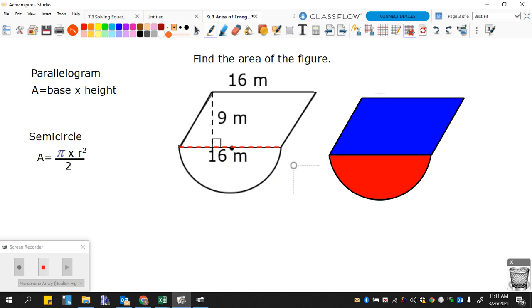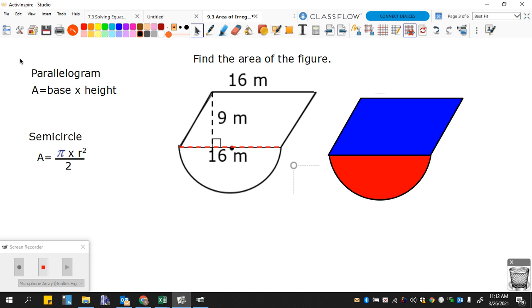All right. But then we look at this one here. You notice it has a trapezoid or a parallelogram right here, which you find by multiplying the base times the height. Okay, and then you have a semicircle, which is half of a circle, and you find the area of a circle and divide it by 2.